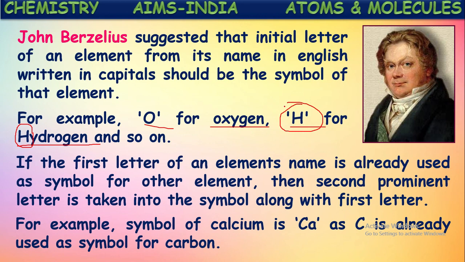Prominent letter means the letter we pronounce prominently after the first letter. It may not be exactly the second one. Sometimes it may be the second letter or third or fourth, whatever it is. For magnesium, G is actually the third letter, but while pronouncing, we get G as the second prominent letter. So by giving Mg, we can easily remember it as magnesium. That is why they have taken the second prominent letter G into its symbol as Mg. Okay.